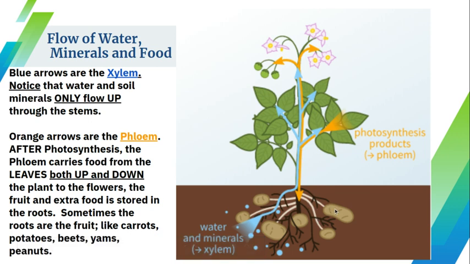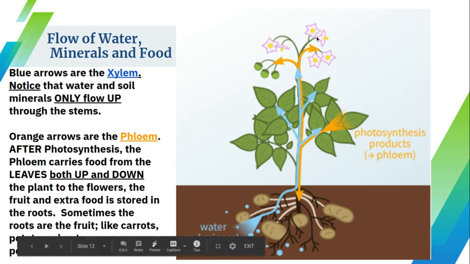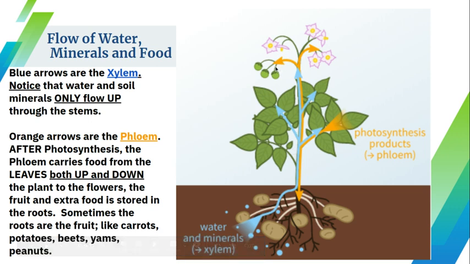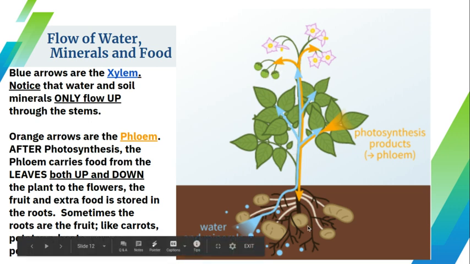So if it has excess food beyond what it needs to grow, then that's when you get fruit development, or you get flowers, beautiful flowers, but usually it's for the development of fruit or roots.